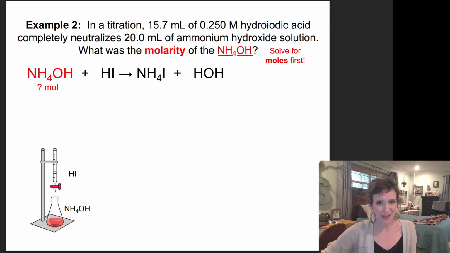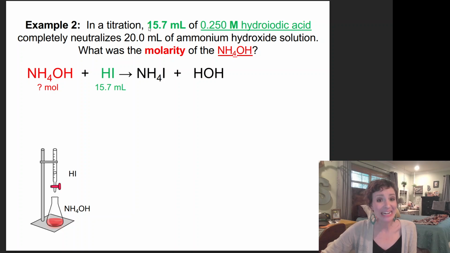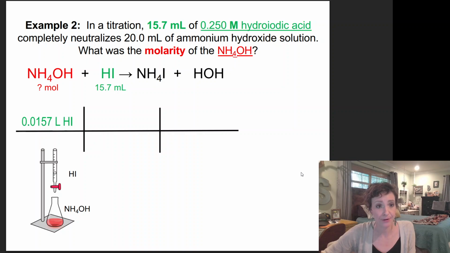Okay, the given information is that I needed 15.7 milliliters of 0.25 molar hydroiodic acid. My given is going to be the volume of that titrant that you've dispensed. Creating this picture helps me figure out where I'm starting from in my stoichiometry with all of these numbers involved, because I'm always going to start with the volume of the titrant. So first thing, I make that milliliters into liters. So I have 0.0157 liters of hydroiodic acid. Okay, to convert this to moles, do I have the molarity of the hydroiodic acid?